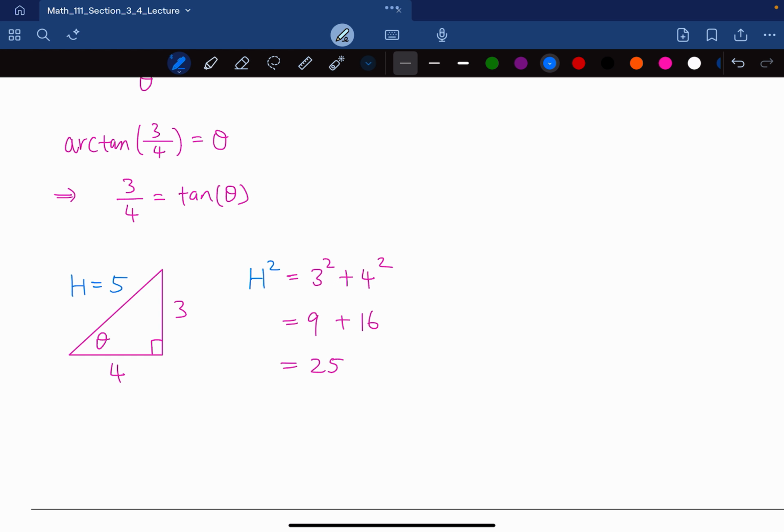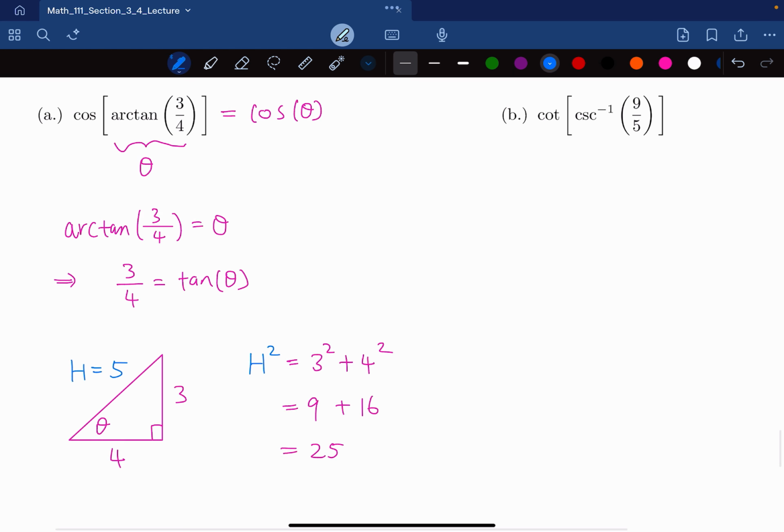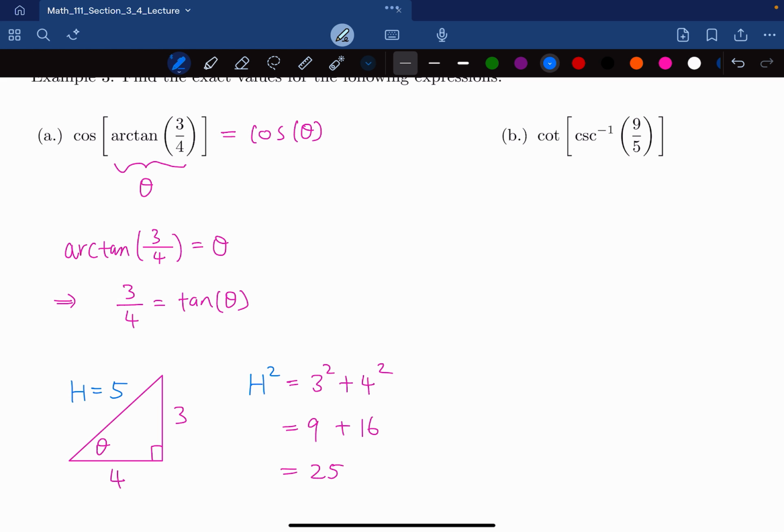Now, as soon as I finish writing that 5, as soon as I completed my triangle, then going back to the question, what is cosine of theta becomes a very easy question. Because now cosine is adjacent over hypotenuse, therefore the answer is simply 4 over 5. And that is the exact answer. Okay.